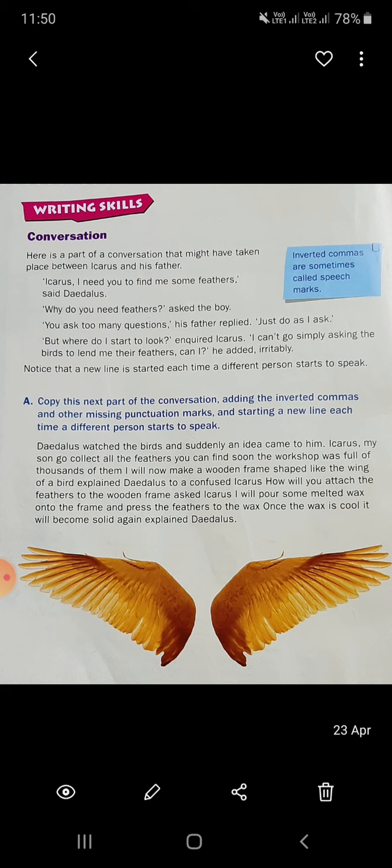So you're supposed to copy the passage, adding punctuation, inverted commas and line breaks. Can you all do that? You would have learned punctuation in grade 3 as well as 4. So you're supposed to add punctuation, inverted commas and line breaks for this passage. Rewrite the passage in an A4 sheet. Is it clear?